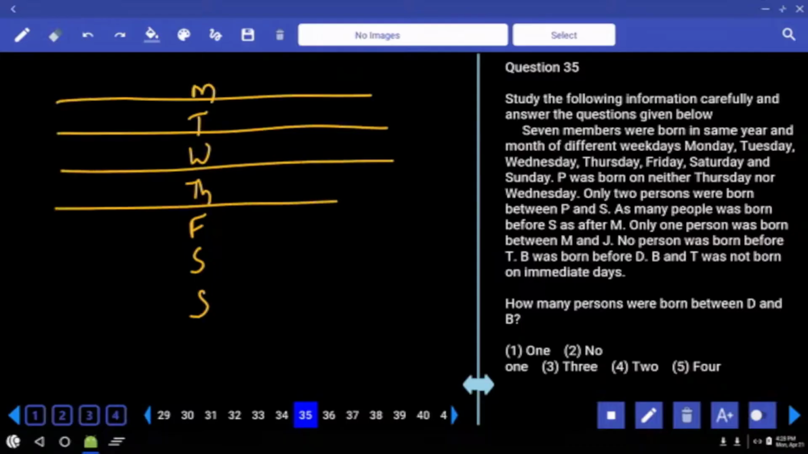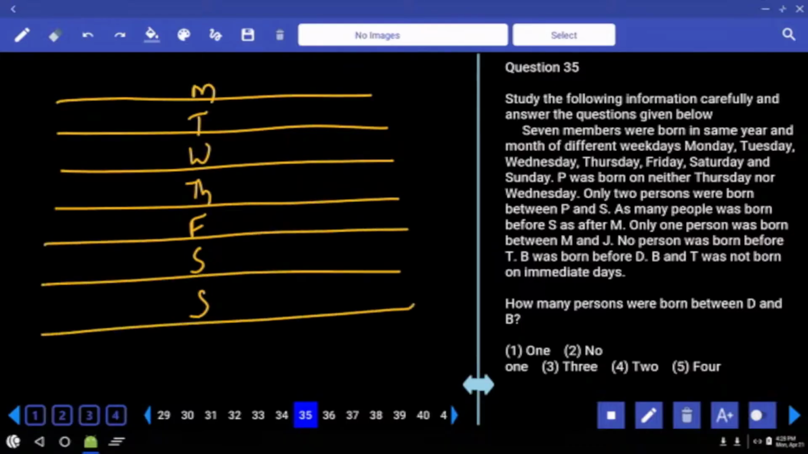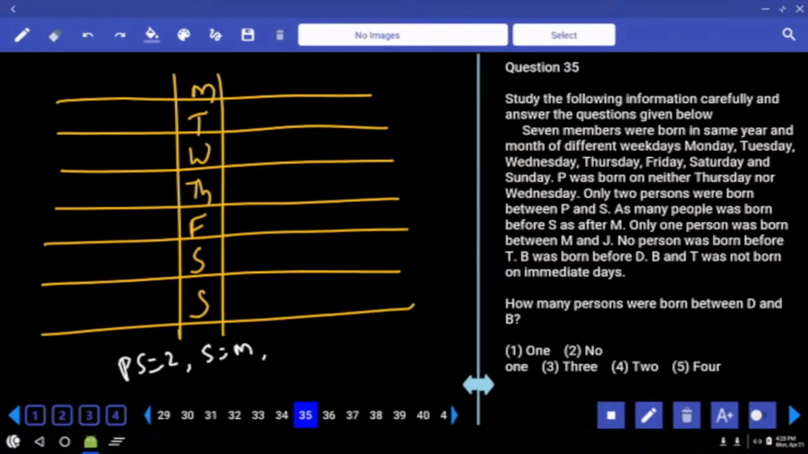P and S, how many? There are exactly 2 persons. Now, who is born before whom is not clearly given. But between P and S, there must be exactly 2 people. Now P and S have 2 people between them, and as many people born before S as after M. S and M are equal, and there is 1 person between M and J. Between M and J there is 1 person, and no one was born before T. Hence T must be here. No one was born before T.